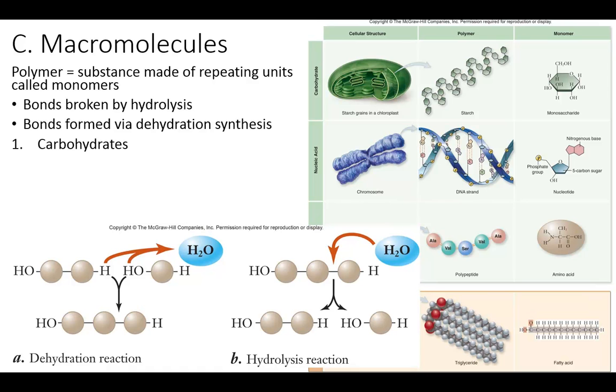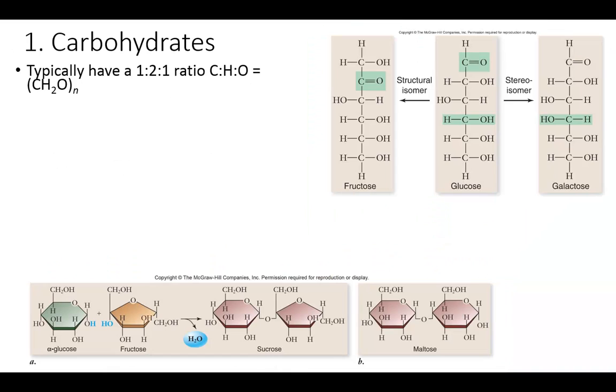There are 4 different types of macromolecules: carbohydrates, nucleic acids, proteins, and lipids. Okay, so we'll start talking about carbohydrates. Now, they typically have a 1-to-2 ratio of carbon, hydrogen, and oxygen. So 2 hydrogens for every carbon and oxygen. The oxygen and carbon are in the same ratio. It doesn't always follow that, but it's typically or close to it.